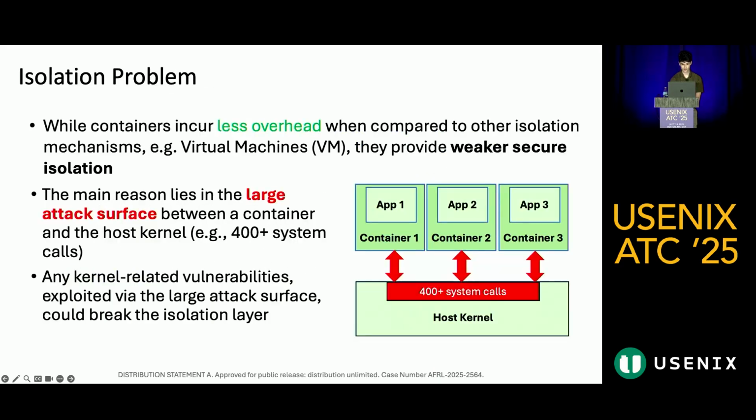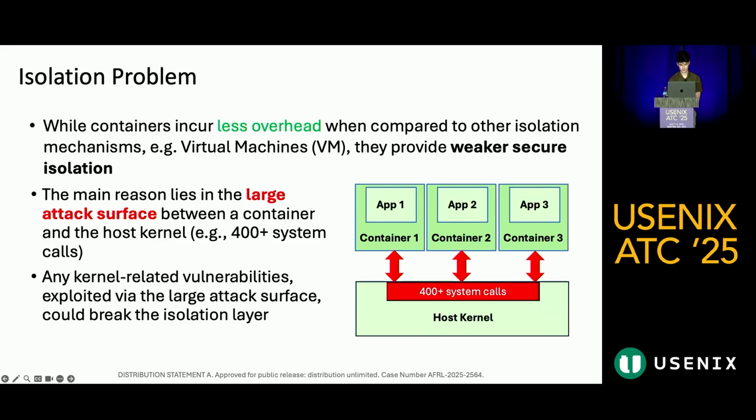environments. While containers are popular for deploying microservices due to their low overhead, especially when compared to heavier mechanisms like virtual machines, they come with a trade-off: weaker isolation. The root of this problem lies in the large attack surface between each container and the host kernel. Unlike virtual machines, which emulate hardware and run their own kernels, containers share the same host kernel. This means that all containerized applications rely on that shared kernel to manage system resources.